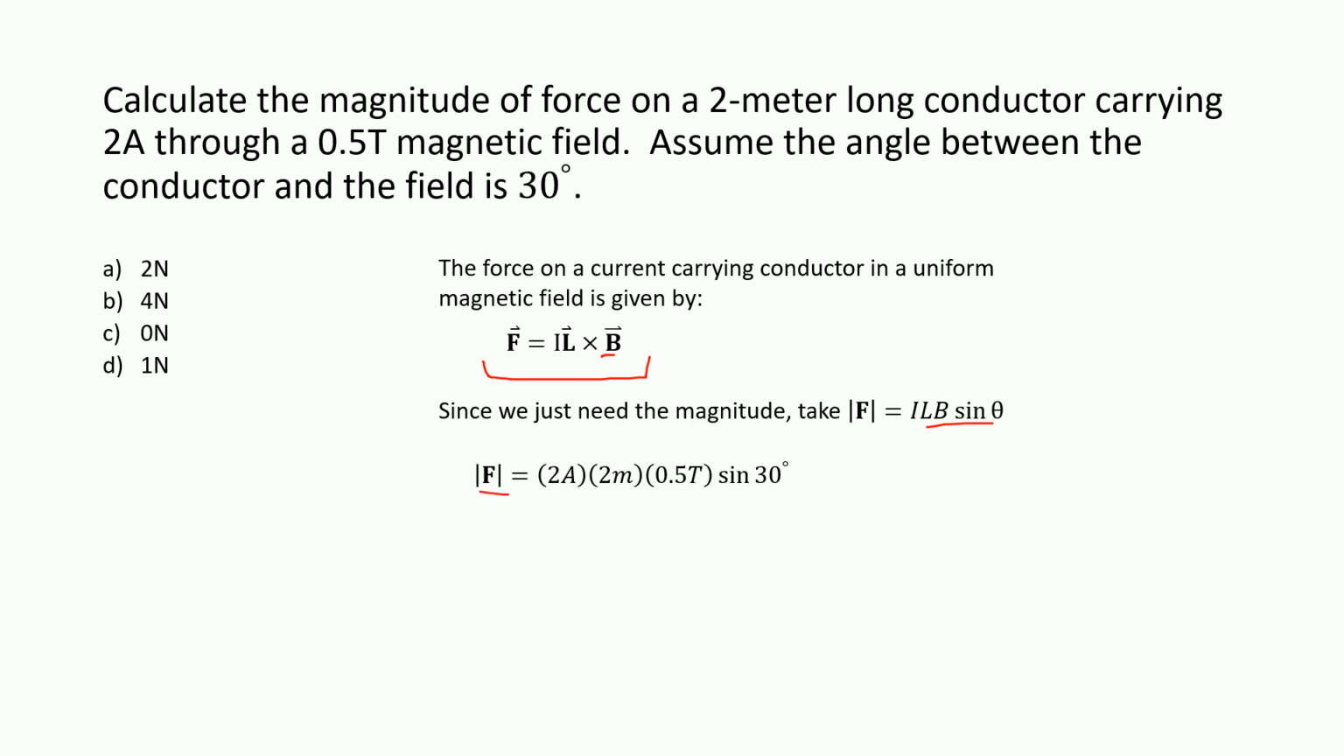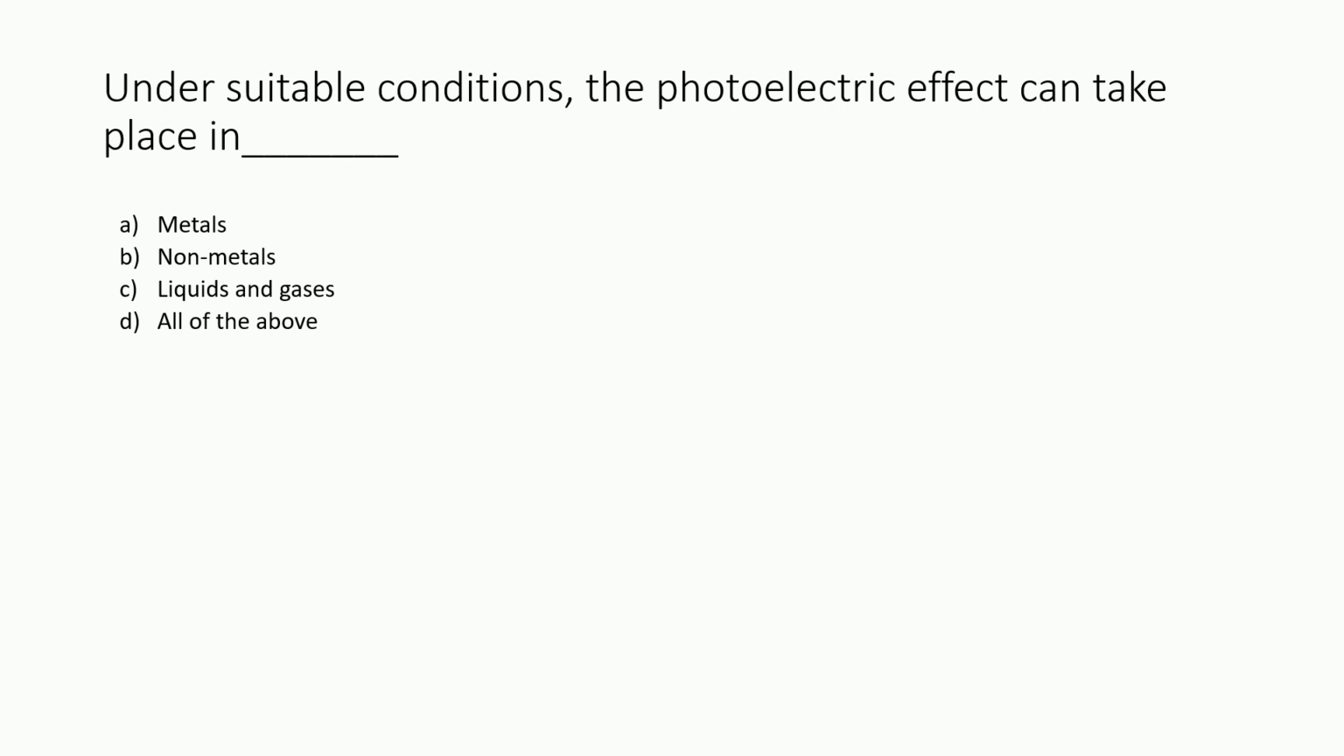So we can take the magnitude of this force, and we've got our current, and we've got our length of this current carrying conductor, a wire, and we've got our huge ½ Tesla magnetic field, and our sine here, our angle, and bang, 1 Newton. Pretty straightforward. So on to the next one.